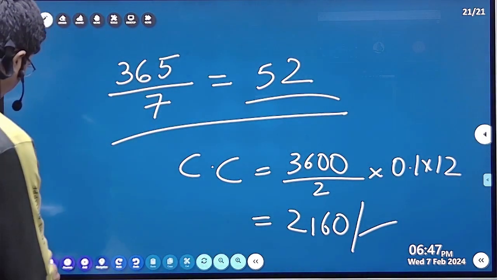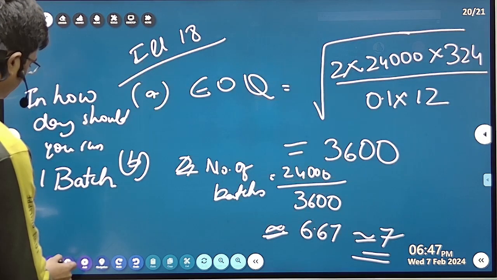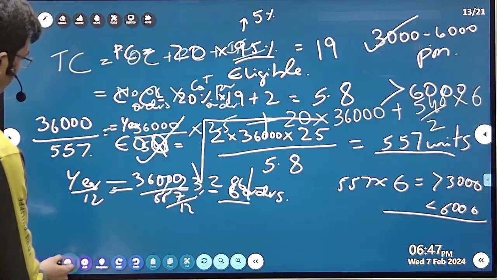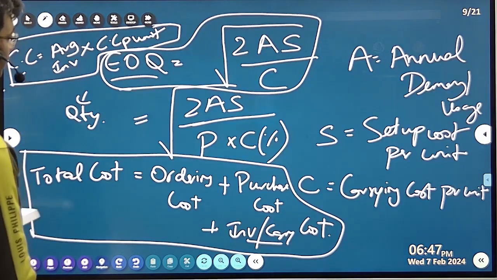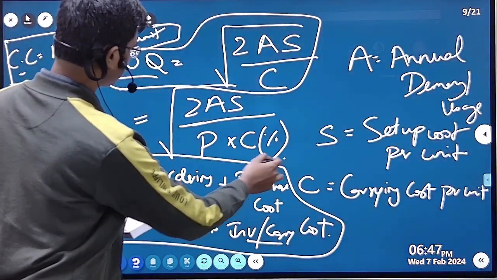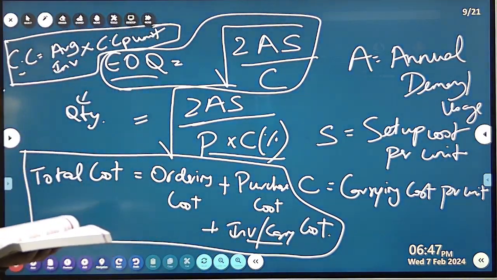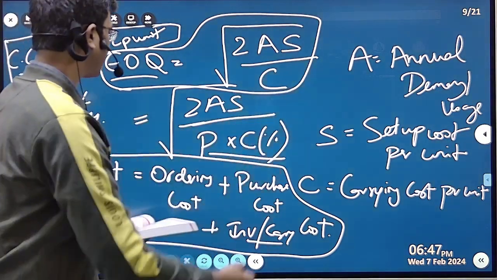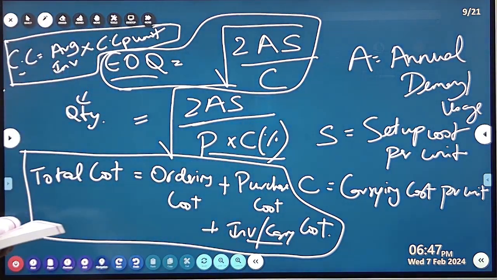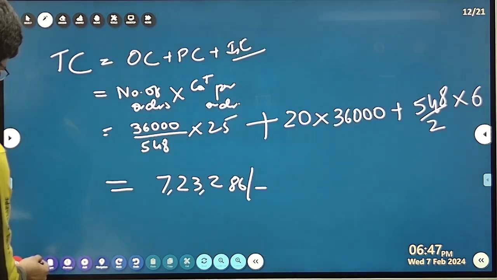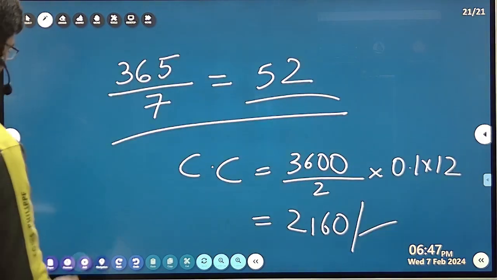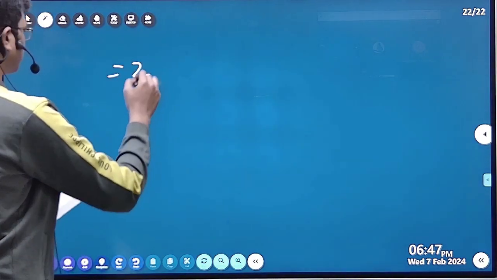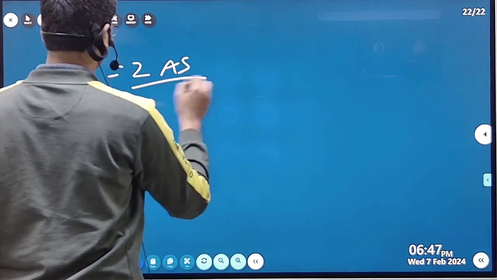So if we see the formula which we have seen of EBQ, this is C as a percent, right? So instead of giving the carrying cost, you are just given 10% of the production cost. So that's it. Okay, so that is 2AS by C.